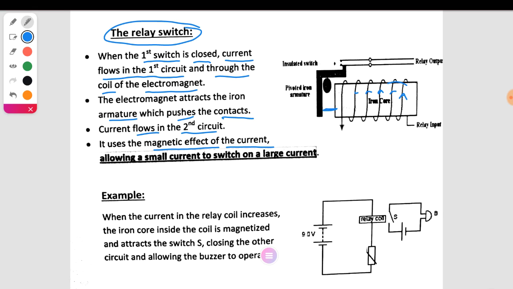This is another example. When the current in the relay coil increases, the iron core inside the coil is magnetized more and attracts switch S, closing the other circuit and allowing the capacitor to operate the circuit. This is the idea of how the electromagnet switch can be used in different experiments.